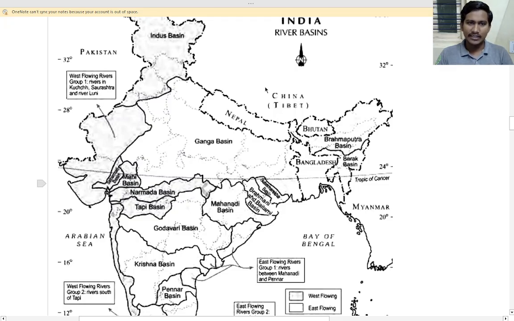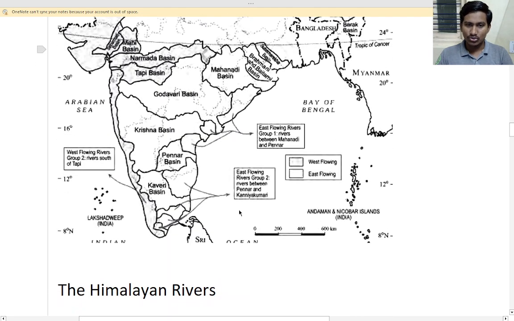Next, here it is the Mahi basin, Narmada basin, Tapi basin, and Mahanadi is there, right? So these are all different rivers. Kaveri basin is here, Krishna basin is in Andhra Pradesh and Telangana. The Godavari basin is in Andhra Pradesh, right? The Pennar basin is in Tamil Nadu. So these are the main rivers.